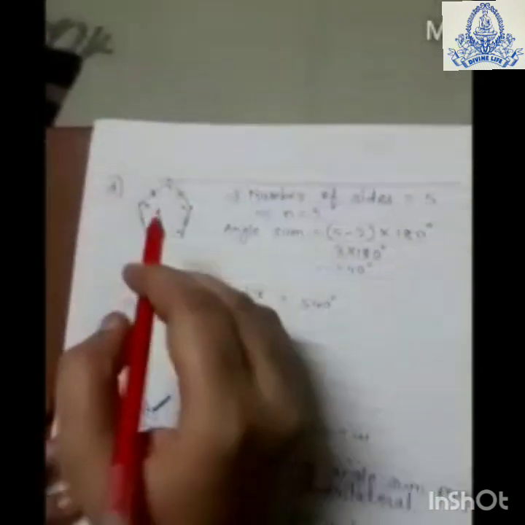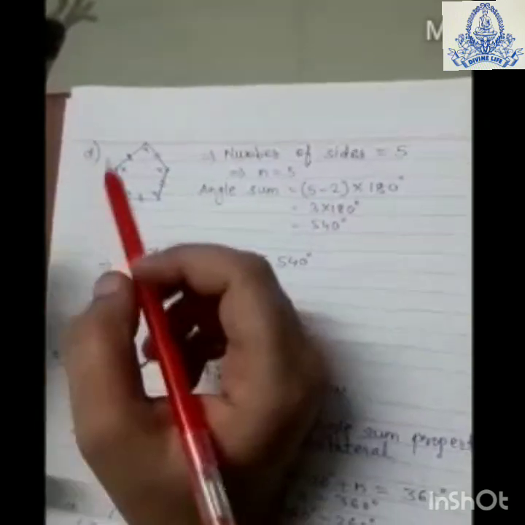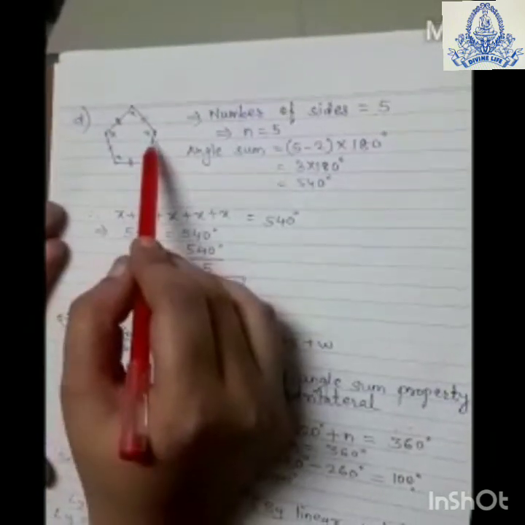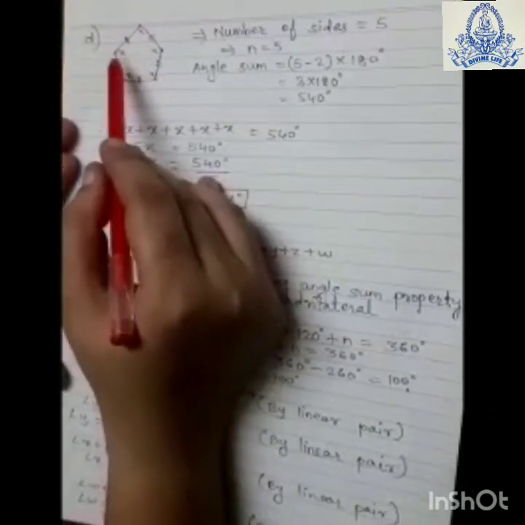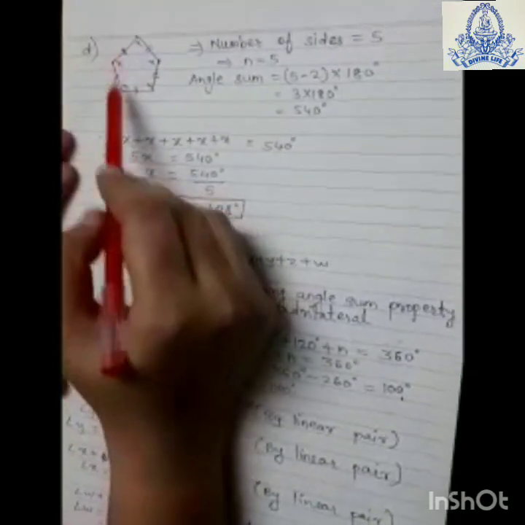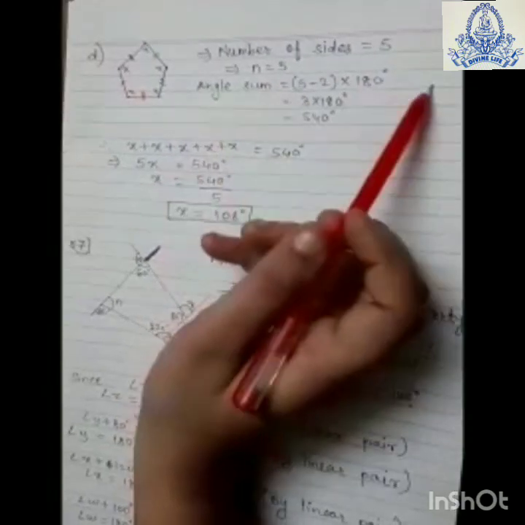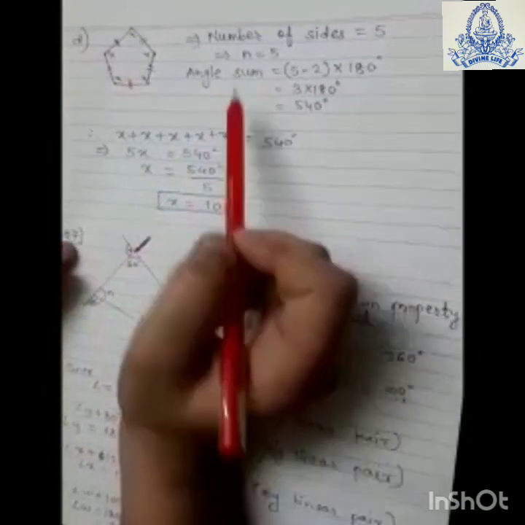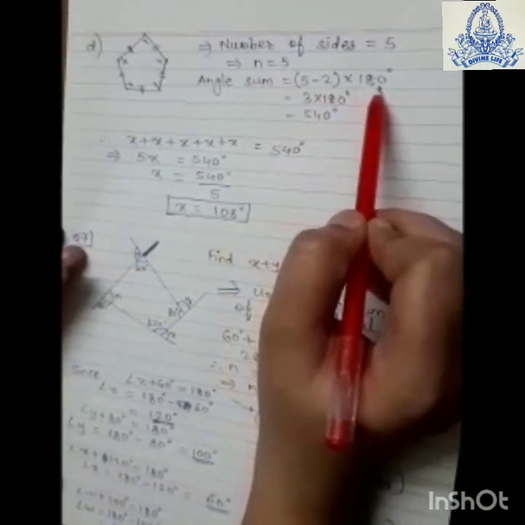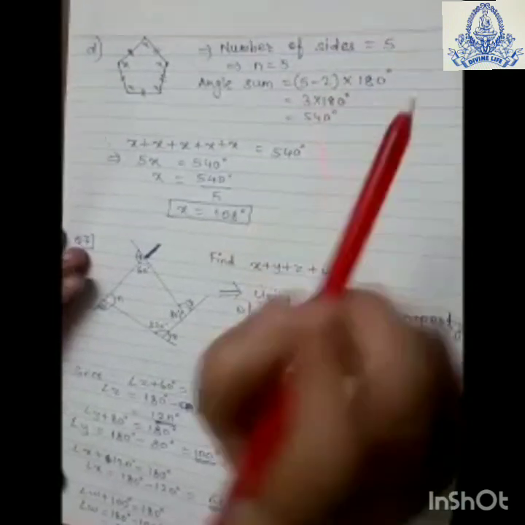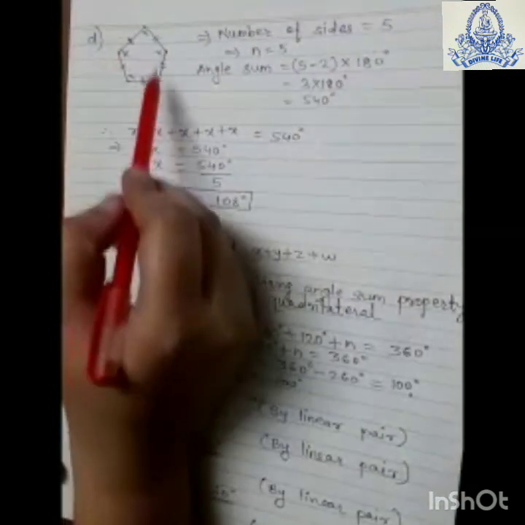See next D. This is also a pentagon, a regular pentagon. All the sides are equal. Again, number of sides is 5. So angle sum is 5 minus 2 into 180, that is 3 into 180, that is 540. Simply add all this. X is equal to 540.